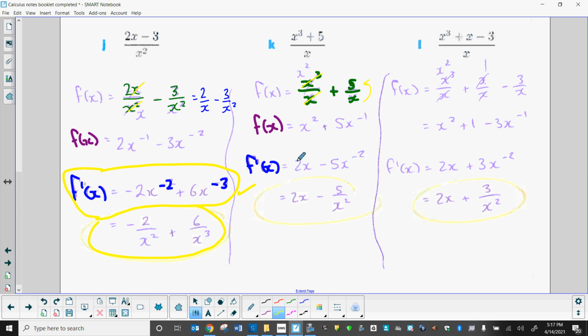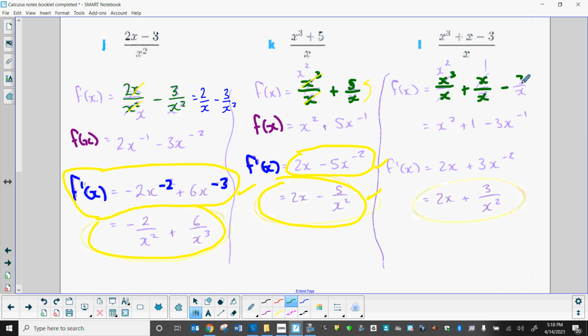So as I said, if it doesn't say express it with positive indices, then you can leave it like that. If it wants positive indices only, 2x already has a positive exponent of 1. Minus 5, bring the x down and make its exponent positive, 5 over x squared. Yay. And then we have this one here, x cubed over x. So first of all, break up the numerator. x cubed over x plus x over x minus 3 over x.